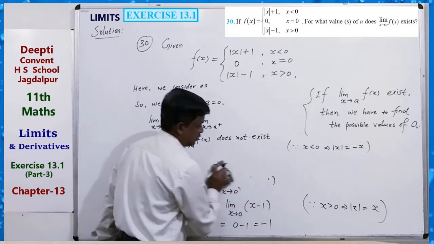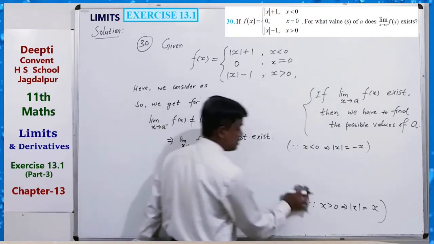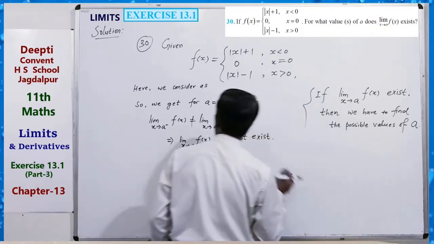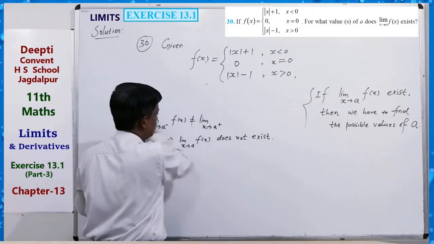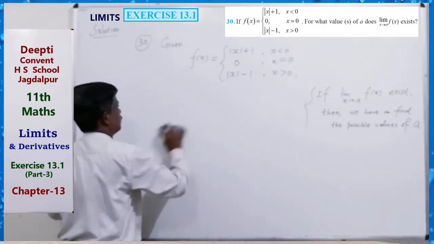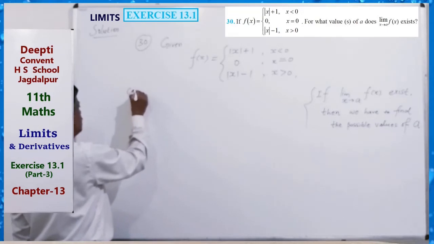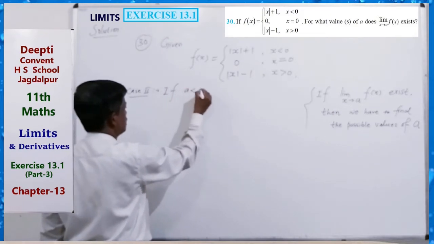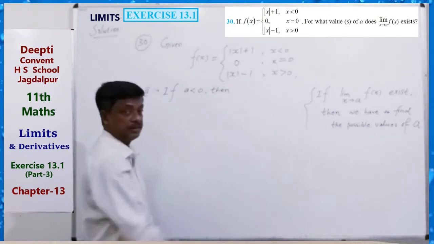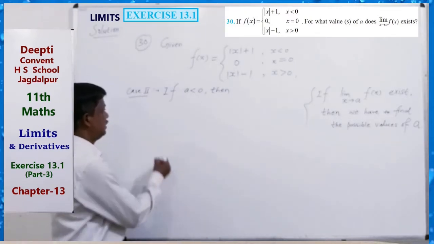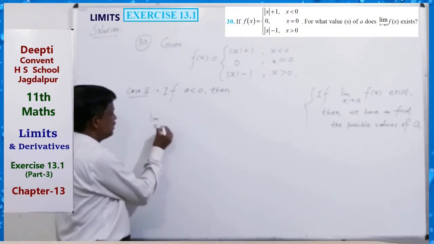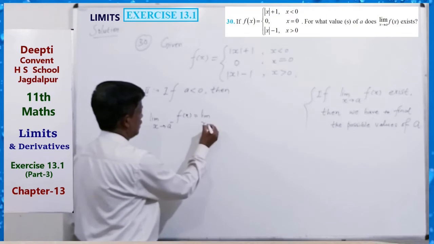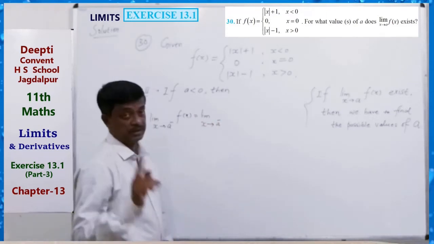Now the second case, a less than 0, because a is a general number. Case second: if a is less than 0, then the limit as x tends to a from the negative side, the left hand limit.